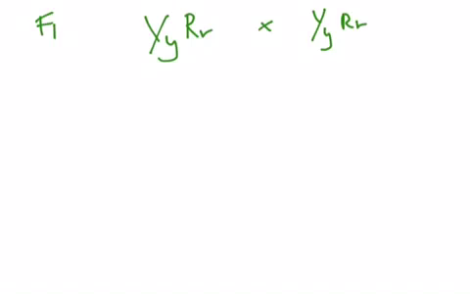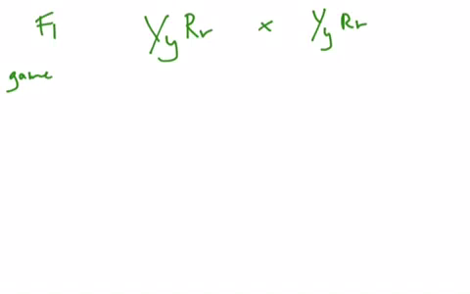So here we're going to cross a big Y, big R, little r individual with a big Y, big R, little r individual. So these are the F1 parents. Now let's have a look at what happens.